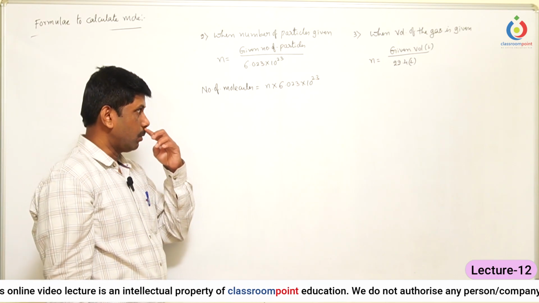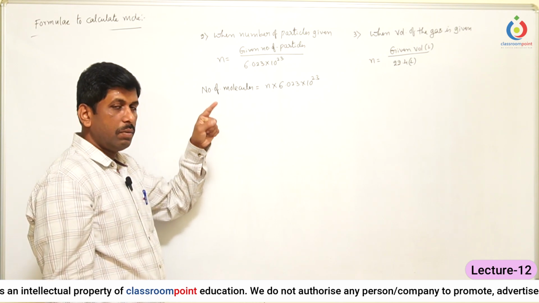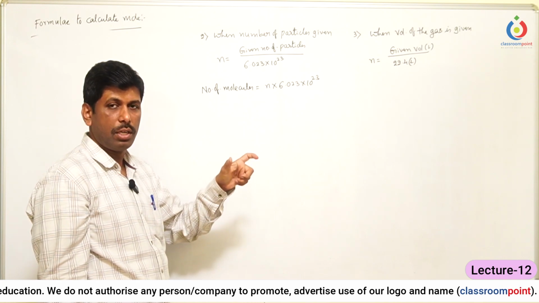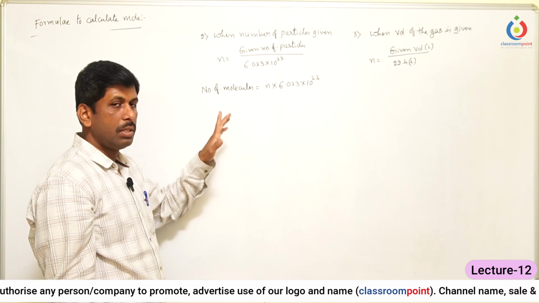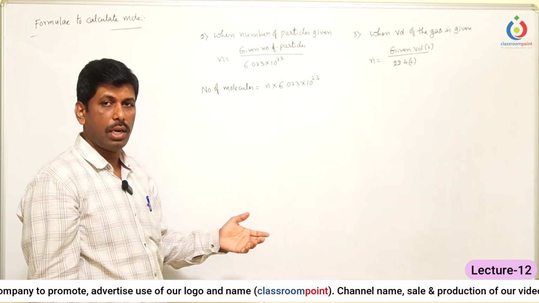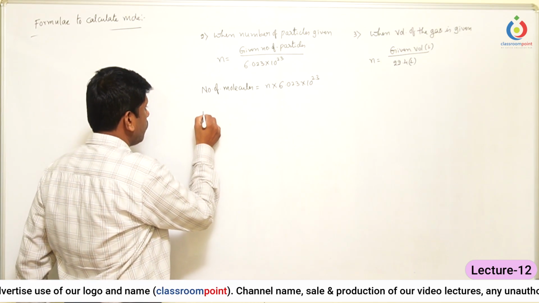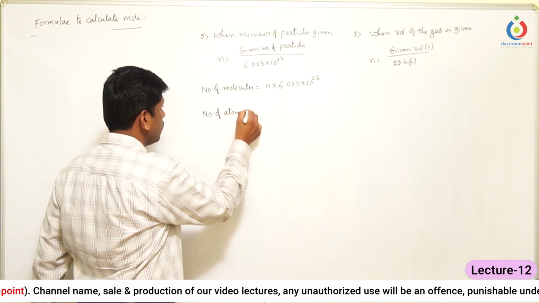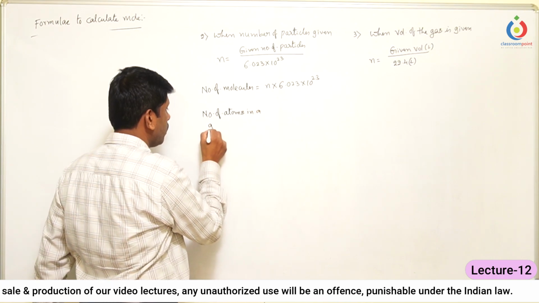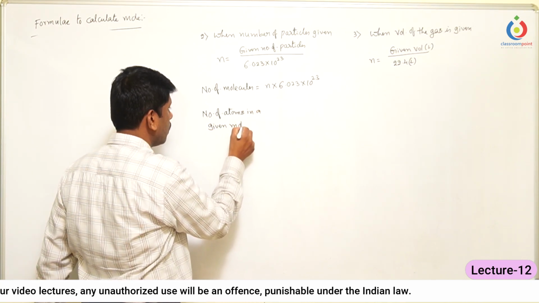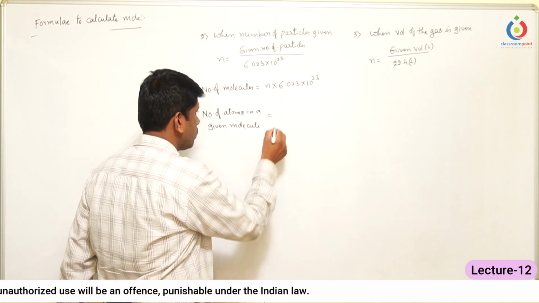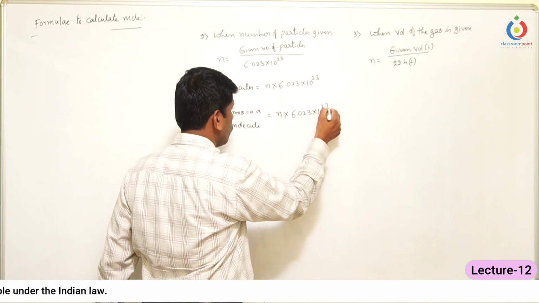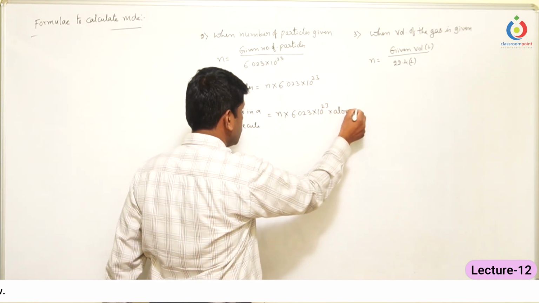But in some exams, some questions give the molecule, but ask us to calculate the number of atoms in that particular quantity of the molecules. Then this formula is not helpful. Then we have to add the atomicity also. So the number of atoms in a given molecule equals n into 6.023 into 10 power 23 into atomicity.